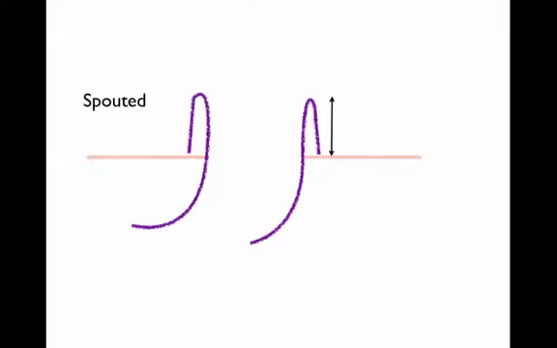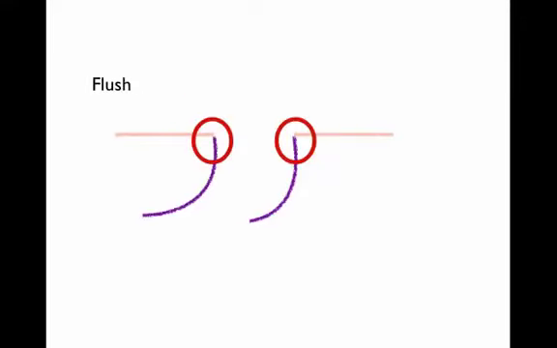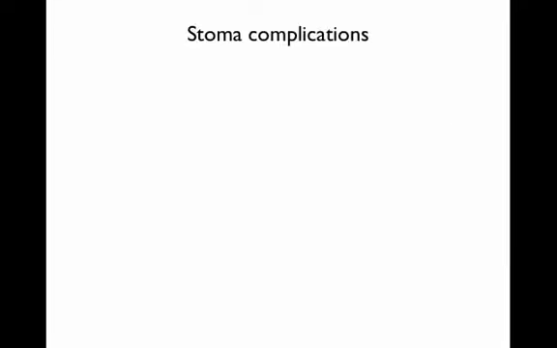This is useful in an ileostomy where the contents can be particularly erosive or irritating and you need to keep them off the surrounding skin. This is in contrast to the stoma which is flush, where the edges of the lumen are in direct contact with the skin, and as you can see, the surface is flush along with the skin.